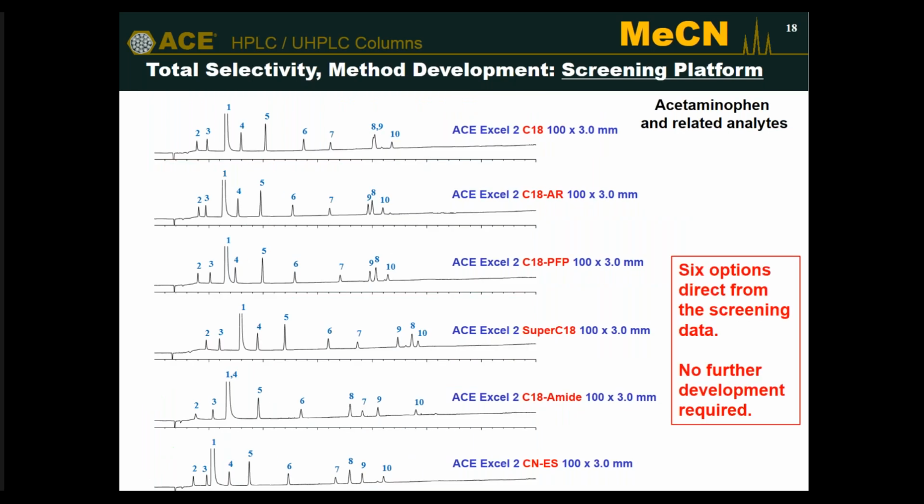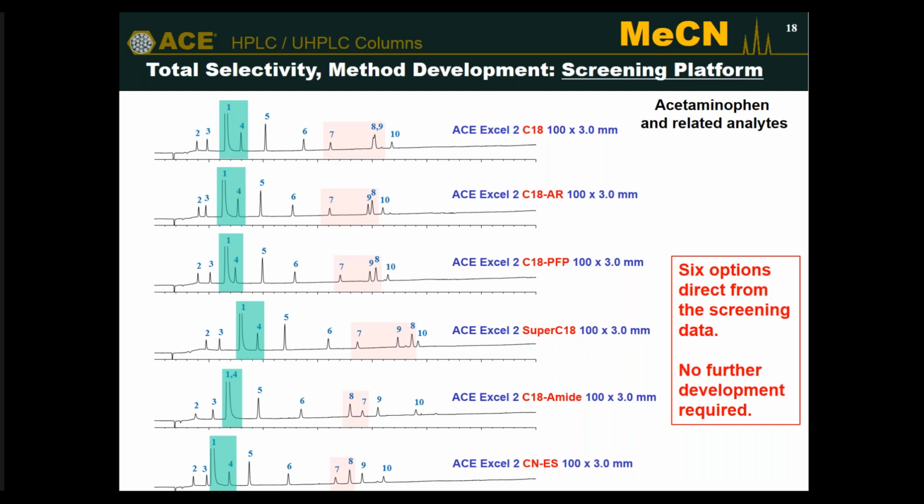So here we have the same 6 columns run in the same way, but this time using acetonitrile as the organic solvent. So if we look at peak pairs 1 and 4 again, you can see at the top, C18 separated, the AR separated, PFP just about separated, slightly on the tail, the super C18 separated, we have co-elution with the C18 amide, and you can see we have good separation with the cyano-based column.